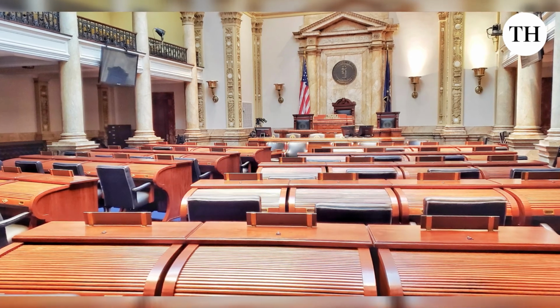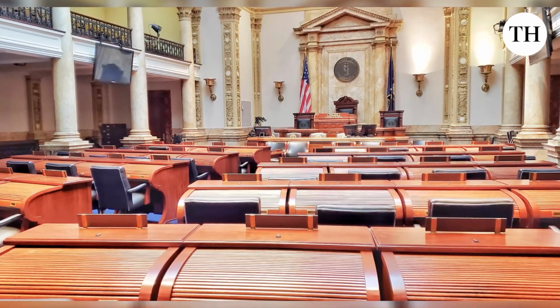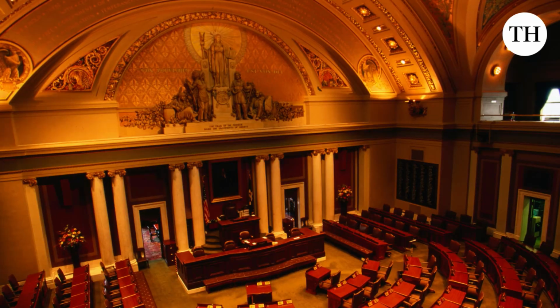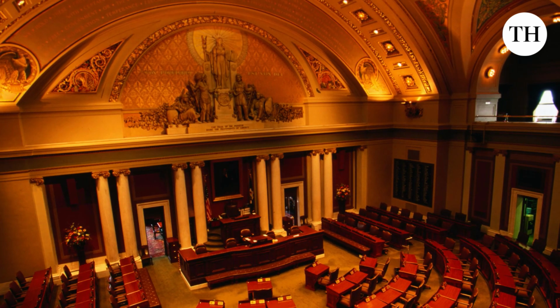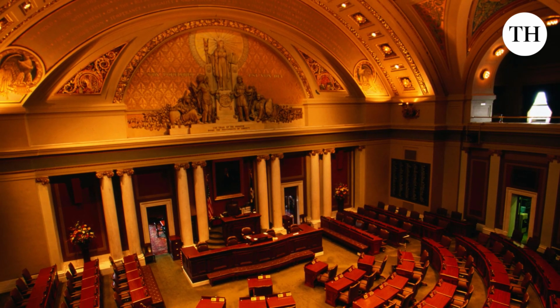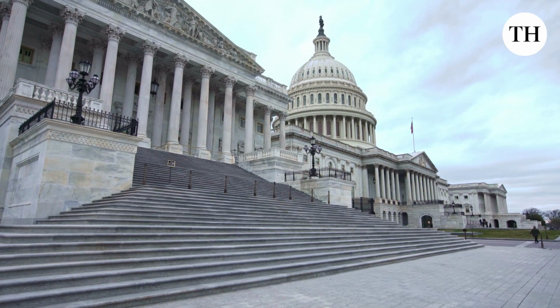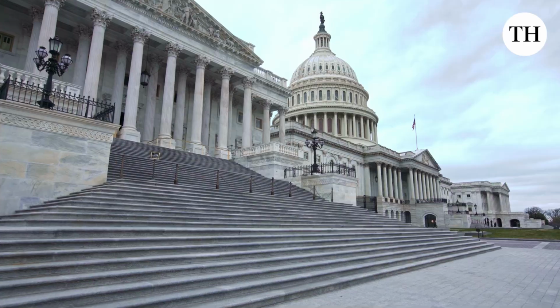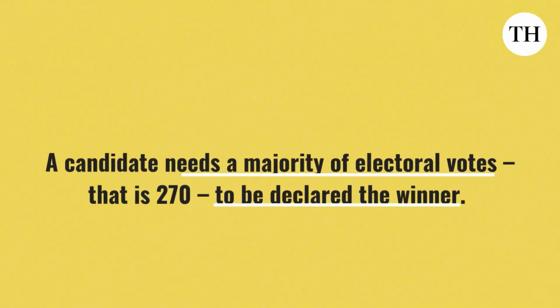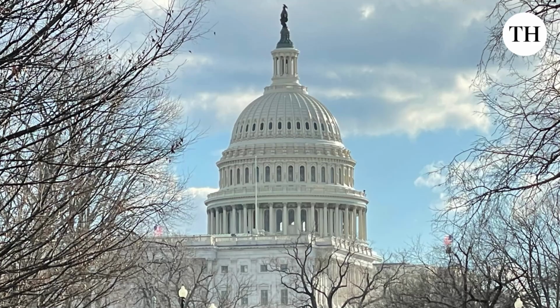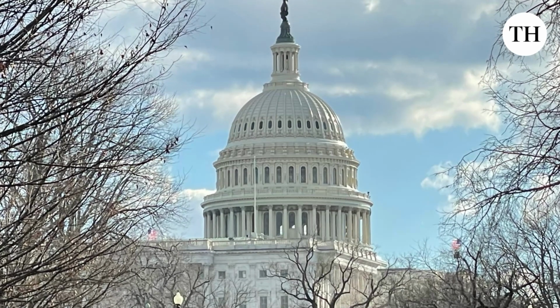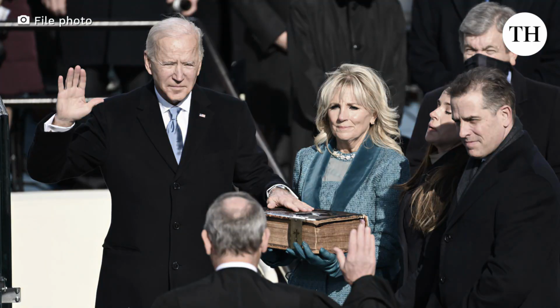The Electoral College has a total of 538 electors, and they will cast their votes for president and vice president on the 17th of December. These votes will be counted in the chamber of the House of Representatives on the 6th of January next year. A candidate needs a majority of these electoral votes, that is, 270 electoral votes, to be declared the winner. The new president will take the oath of office on the 20th of January next year.